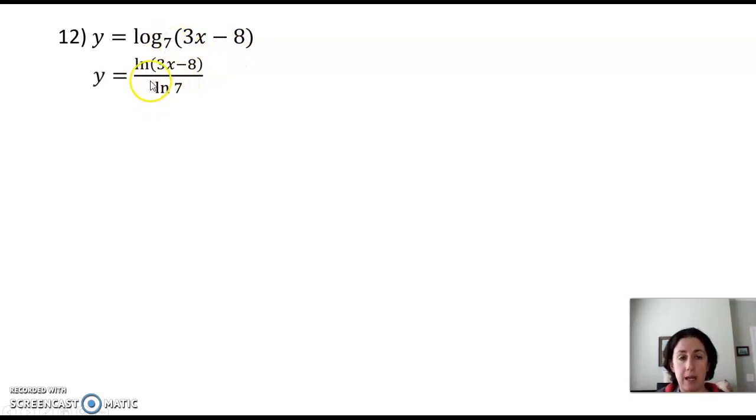Now again, right here, there's no variable. The natural log of 7 is a number. You can plug that into your calculator. So this is just a coefficient. We can pull it out and multiply it in. And then for the derivative of the natural log of 3x minus 8, it'll just be I prime over I, the derivative of the inside function over that inside function.